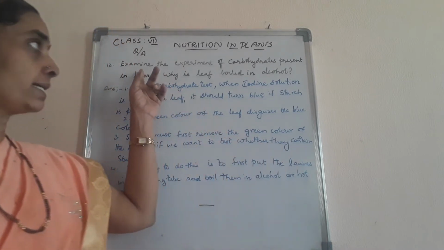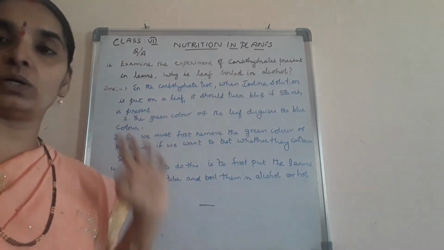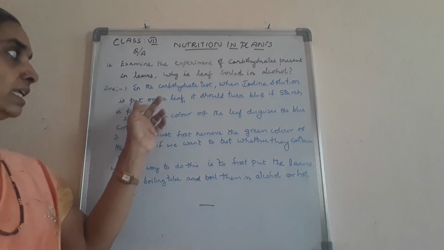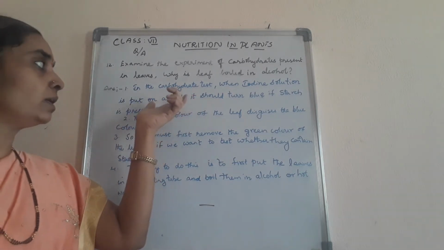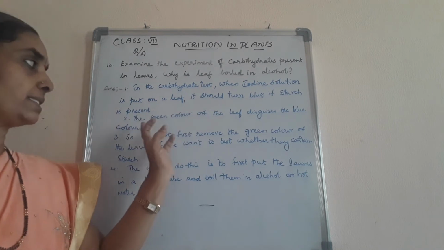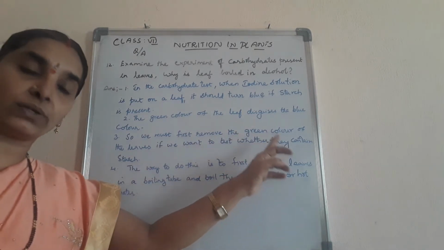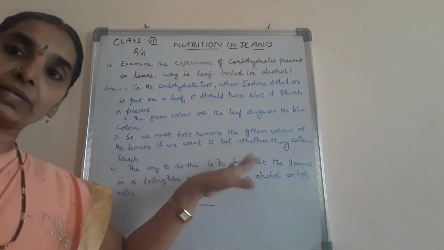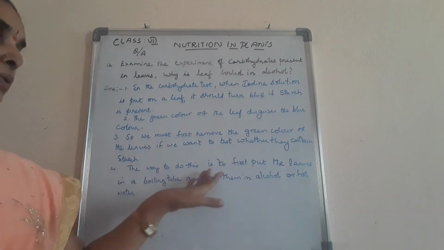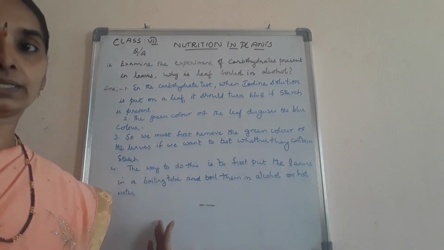See the question, children. Examine the experiment of carbohydrates present in the leaves. Why is the leaf boiled in alcohol? So the answer is, in the carbohydrate test with iodine solution, when the leaf is put in the iodine solution, it should turn blue if the starch is present. The green color of the leaf disguises the blue color. So we must first remove the green color of the leaf, and if we want to test for the starch, then only we can identify the presence of starch in the leaf or not. The way to do this is to first put the leaves in a boiling tube and boil them in alcohol or hot water. Is it clear, children?